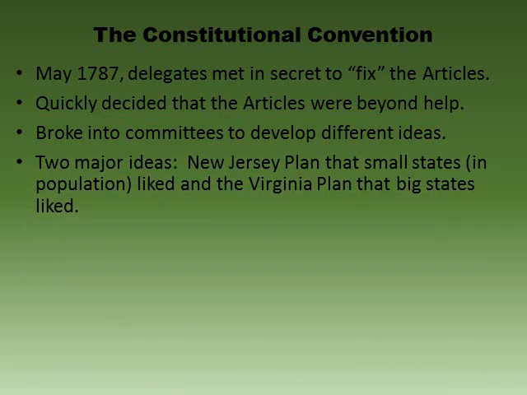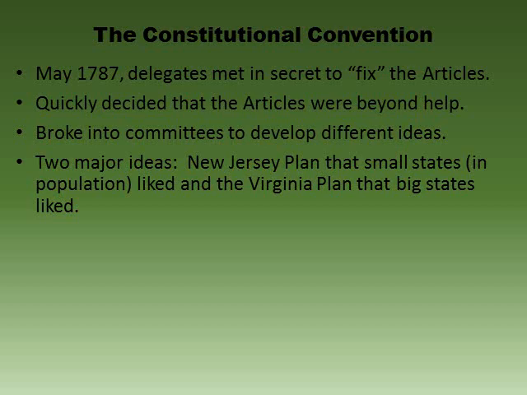They ended up with two major ideas. One called the New Jersey Plan that was favored by small states. And by small, I'm talking about the number of people who live there, not the geographical size. So we're not talking about acres, we're talking about population. The New Jersey Plan was favored by small states, and we'll look at its features, and I think you'll understand why. The Virginia Plan, and Virginia had a big population, was favored by the big states, the ones that had a lot of people living in them.